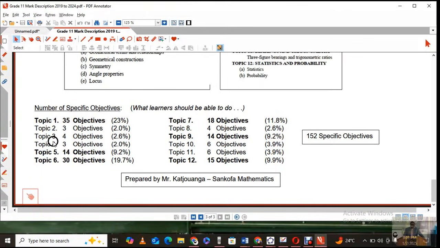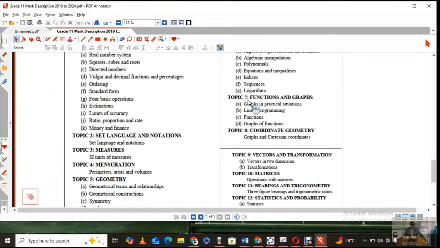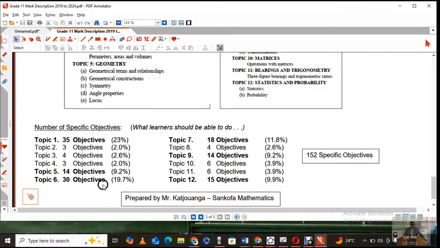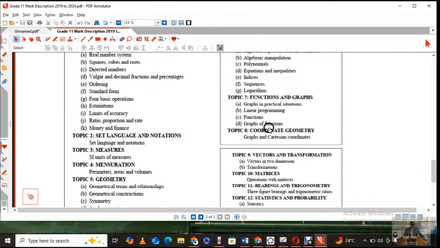So if you look at the percentage, the ones that carry the most, you see this 19.7, that's topic 6. And if you know what topic 6 is, obviously topic 6 is algebra. Can you see that? Since they have so many competencies or objectives, they would naturally carry the most marks. Okay, topic 7 is 11.8% here, and topic 7 is functions and graphs.